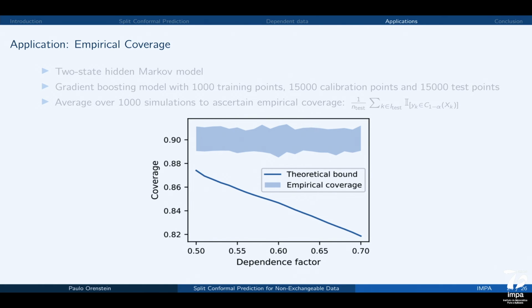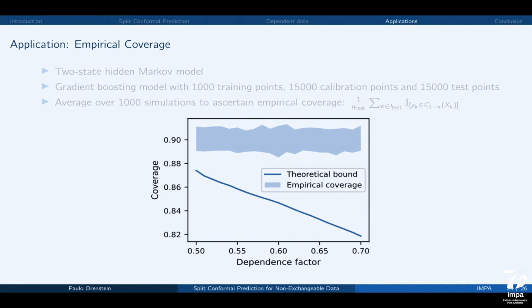So we're targeting 0.9. Again, this data is dependent and getting more and more dependent as we roll along here. What you see in the dark blue is the theoretical bound that we have, and it's getting more and more pessimistic as the data becomes more dependent. Still, surprisingly, to me at least, the empirical coverage seems very much concentrated around 0.9. And if we went much further beyond 0.7, at some point this would break. But it seems really robust, and therefore, to my taste at least, ready for action and for doctors to use.